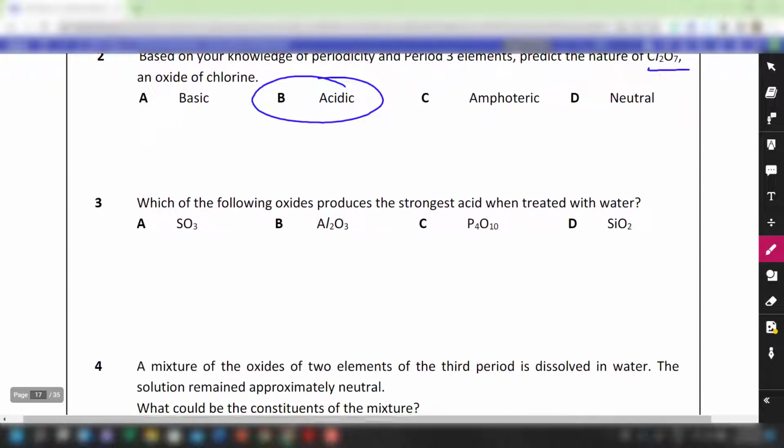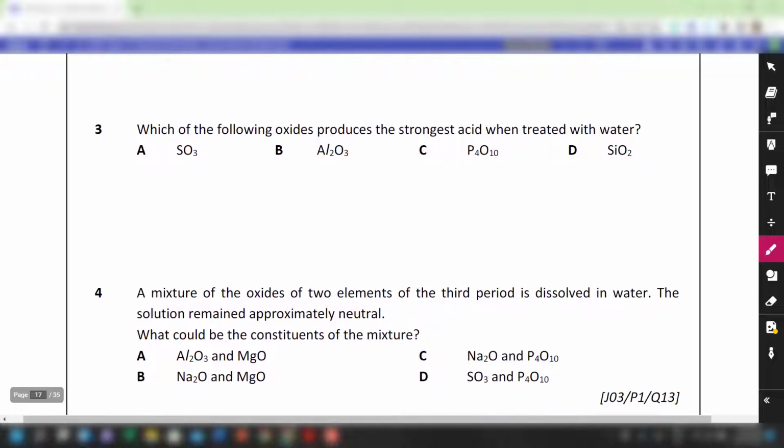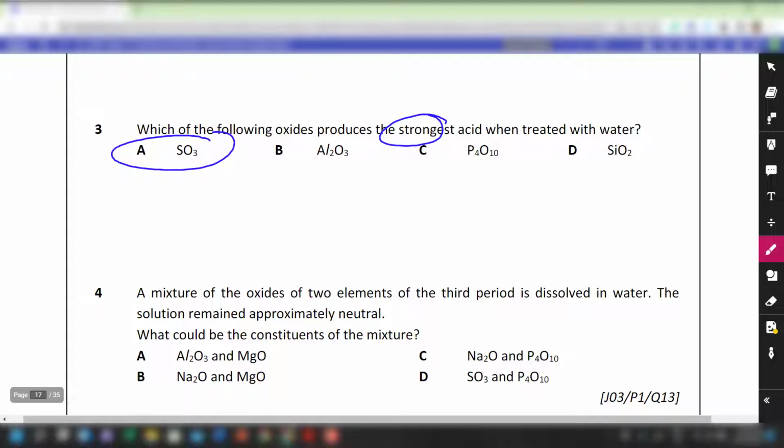Question 3. Which of the following oxides produces the strongest acid when treated with water? The keyword is strongest acid. So obviously I'm going to choose SO3 because we have just discussed it. It's actually a fact which you should know. Al2O3 is not going to dissolve in water. P4O10 will give me phosphoric 5 acid, but it's not as strong an acid as sulfuric acid. SiO2 will not dissolve in water, so it's out.